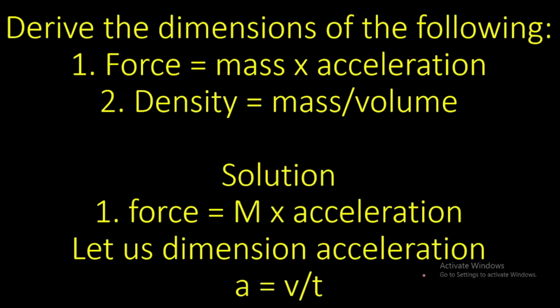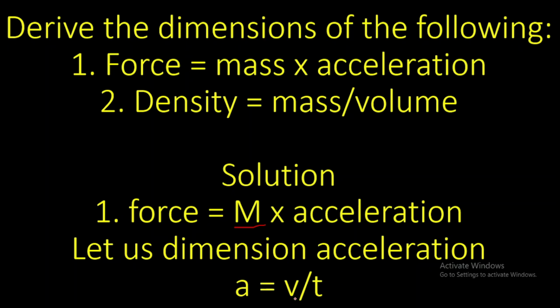Let's continue. Now derive the dimensions of the following. Force, which is mass multiplied by acceleration. Density, which is mass divided by volume. So let's take the first one. Force. Mass is not going to be dimensioned again because it's a basic quantity. So we leave this one as m. It is acceleration, which is a derived quantity, that we need to dimension.